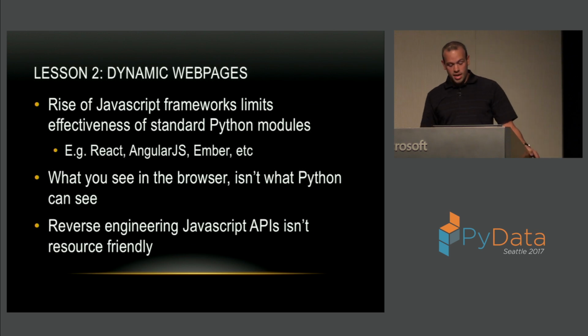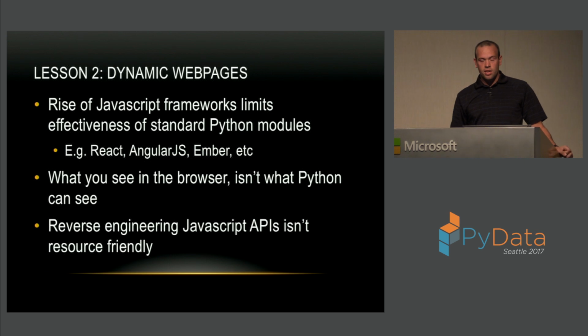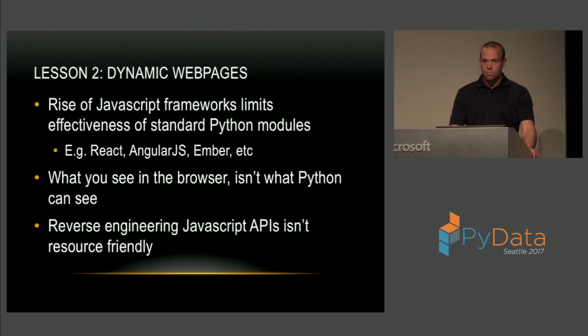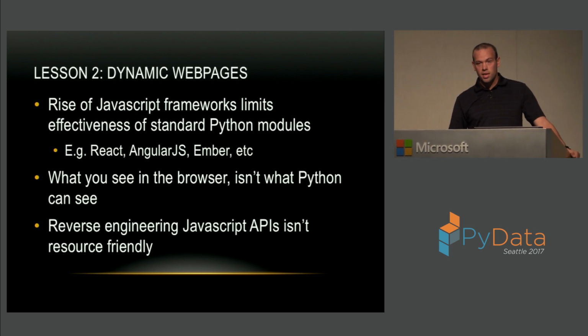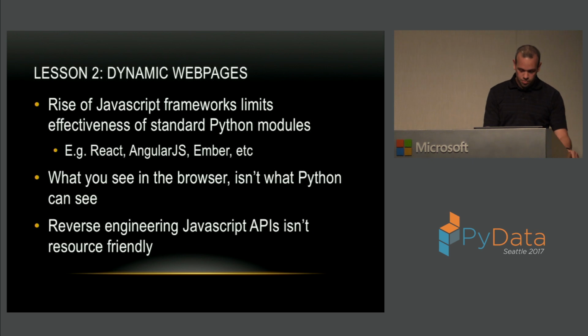Looking next forward is dynamic websites. Traditionally, our internet was built on static HTML. Those are super easy to scrape in Python. But now we have a large rise within JavaScript frameworks, React, Angular, Ember, etc. All of these load up an HTML page. The JavaScript then dynamically generates the content and loads it into the web page. This makes it really difficult for Python to scrape on its own using requests or urllib. What you see in the browser won't necessarily be what Python sees. And sometimes reverse engineering these JavaScript APIs isn't the most resource friendly. Like I said, if you're reverse engineering 100,000 pages, you probably don't have the manpower to do that.